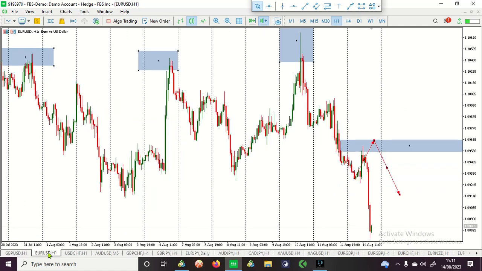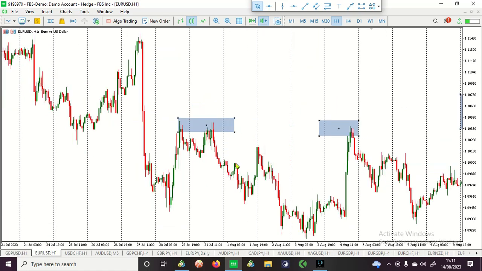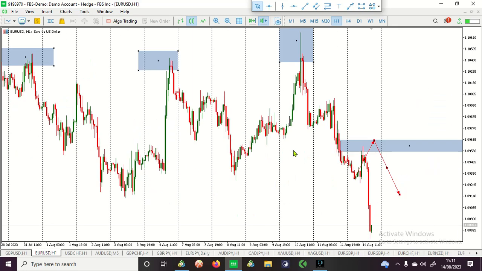GBP is not like Euro USD. Euro USD behaves in a different way, in a different manner. But okay, look at what I said. This is Euro USD. Look at what happened here. This is where the market got to and dropped down. You can see it on Euro USD.